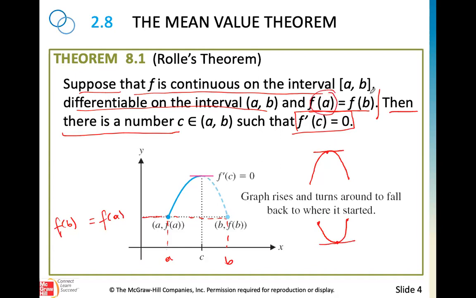So what is the hypothesis here? If f(a) is equal to f(b), two different points but with the same y values, you can always find a number. Be careful, it says a number c such that the derivative is equal to 0. Any question?